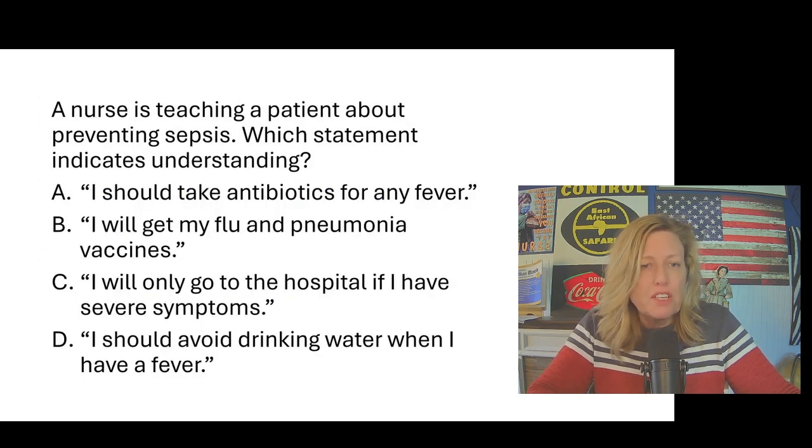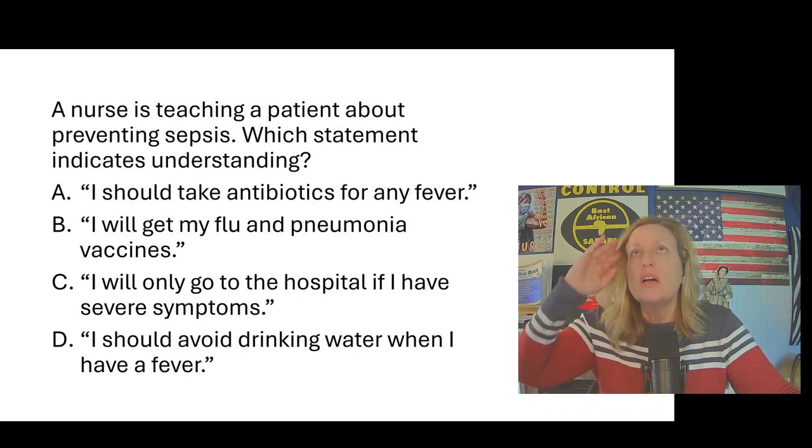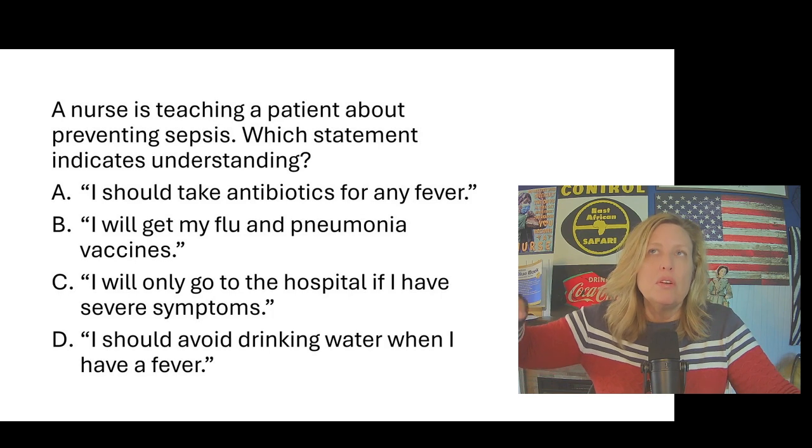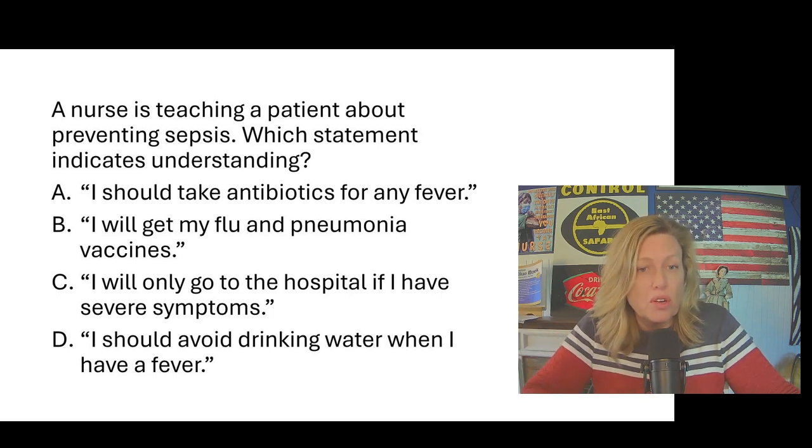A nurse is teaching a patient about preventing sepsis. Which statement indicates understanding? I should take antibiotics for any fever. No, that's not a good idea. I will get my flu and pneumonia vaccines. Preventing sepsis. Well, if you don't get the flu or the pneumonia, that could prevent you from becoming septic. So if you don't know this, particularly in older adults, pneumonia is a big reason. The flu leads to pneumonia. Pneumonia often leads to sepsis, particularly in older adults.